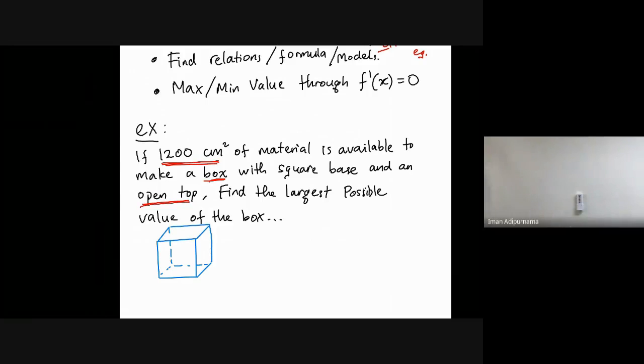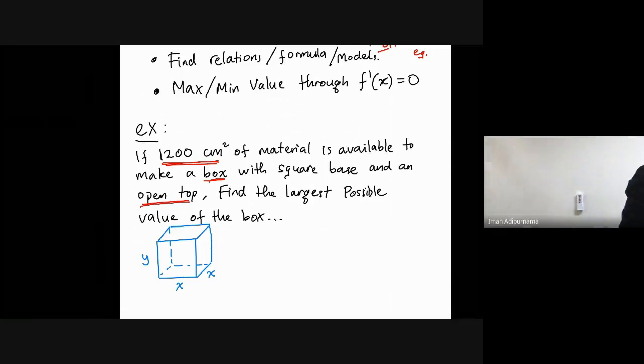Let's just say the square at the bottom is x, and maybe the other variable will be y, and the top is nothing. So if you have 1,200, it means this side plus this side plus this side plus this side, 4xy, plus x squared. And this is the whole surface, the area, for the 1,200.